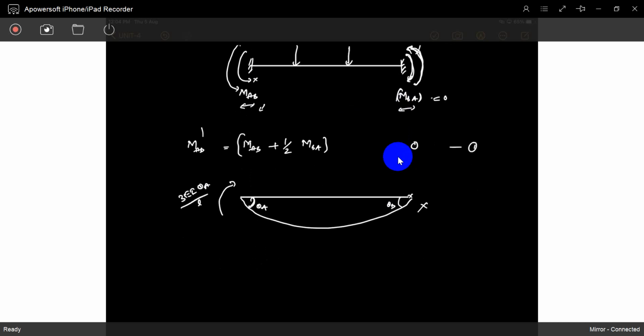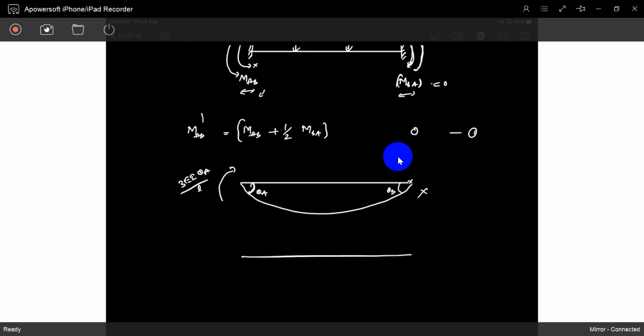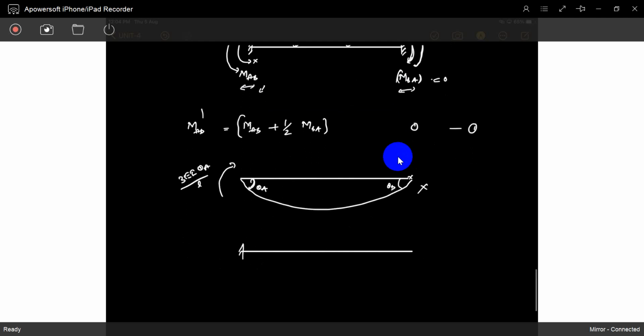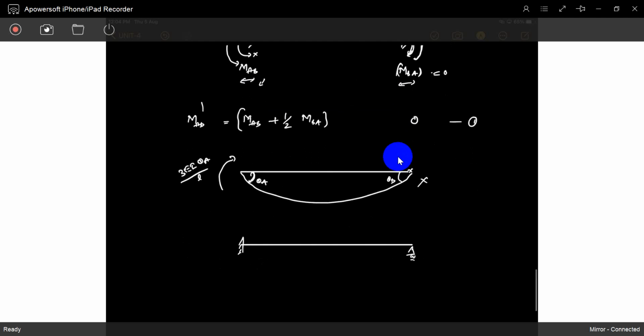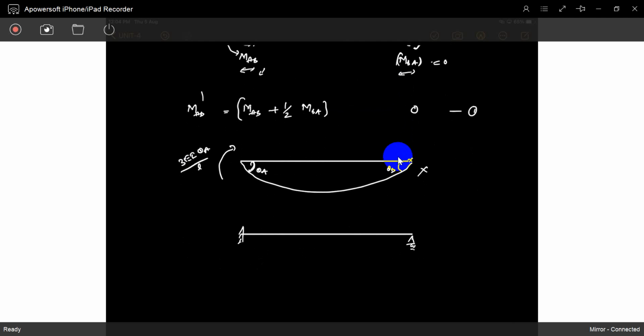Also, one thing you have to observe: it's a fixed support and a hinge support. If differential settlement is there at the support, it will give some slope because it's a hinge. But there is no slope at all. So how much moment is generated in this? How much moment?